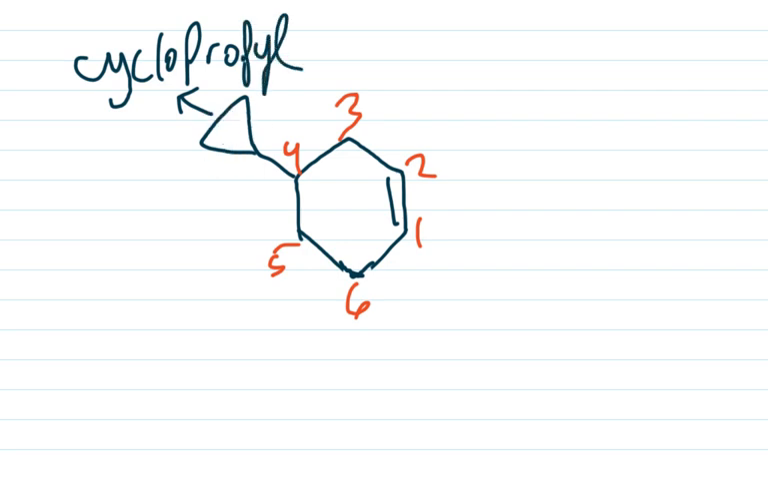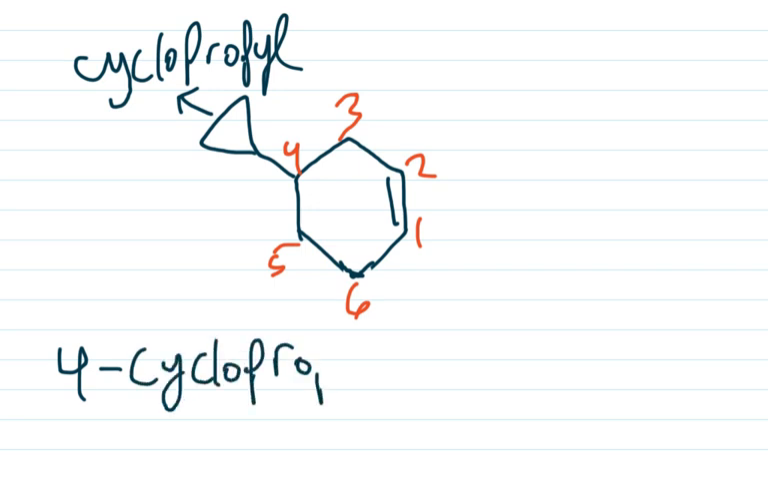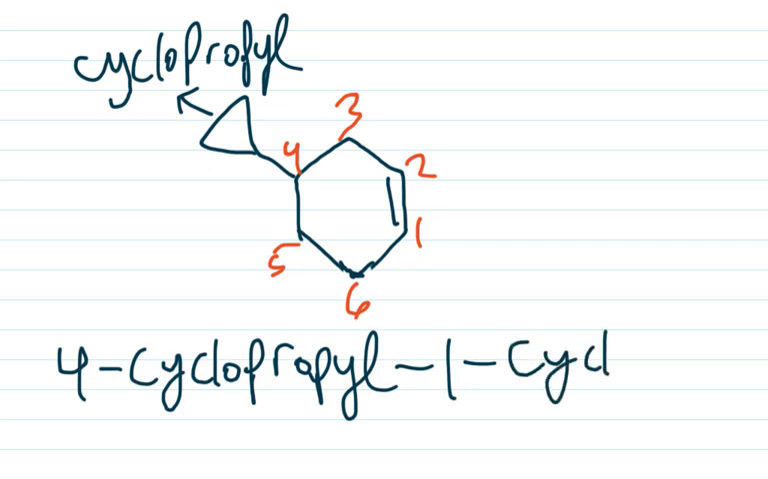So how would we name this? Well, the double bond is on the 1 carbon, and we have a substituent on the 4th. So let's go and name the substituent first. So we use 4-cyclopropyl, and then we have the double bond on the 1 carbon, so it'd be 1. And then what is this molecule called? It's a cyclohexene, right? Because it's 6 carbons, and it's in cyclic form, and it's an alkene, so it'd be 1-cyclohexene.